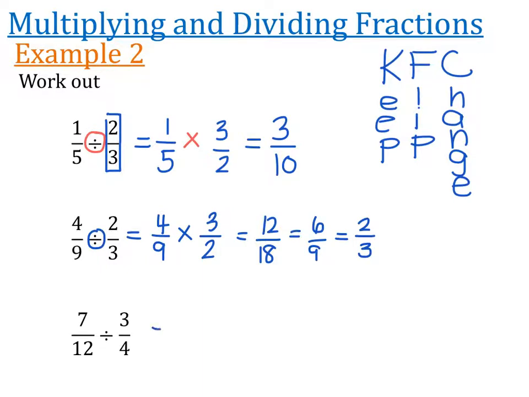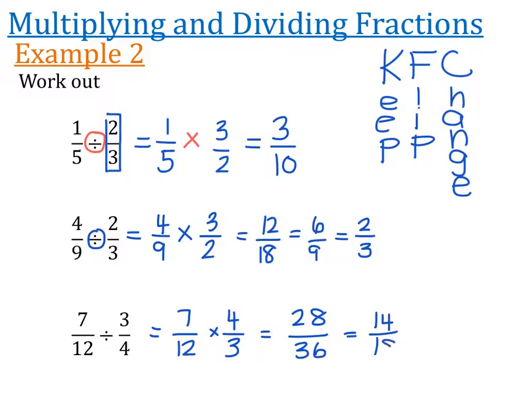All right, and our last one, the numbers just look a little bit bigger. We keep the first fraction as it is. We flip the second fraction around, and then we change the sign. So we've got 7 times 4 is 28, and 12 times 3 is 36. Those are both even. So you get 14 and 18. Those are both even, 7 and 9. All right, that's pretty much it. We've got one more thing to show you, and then we're done.